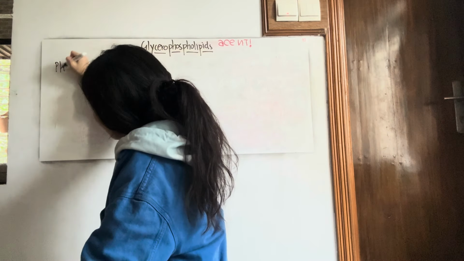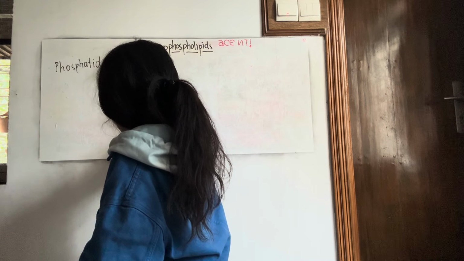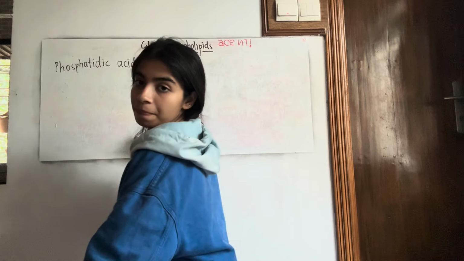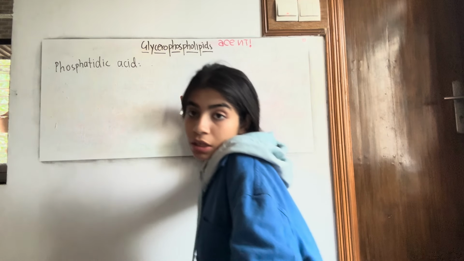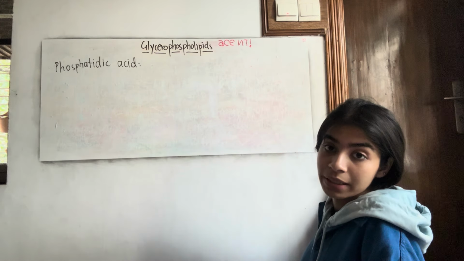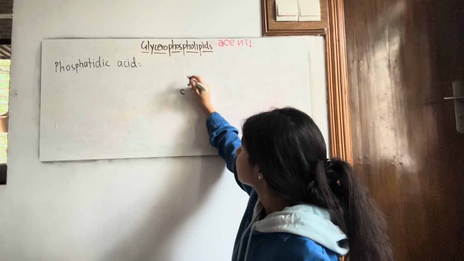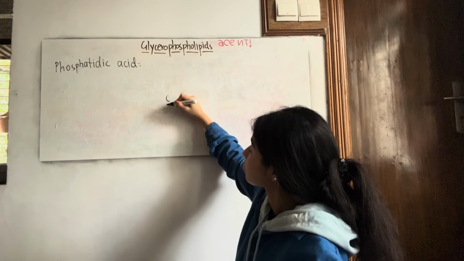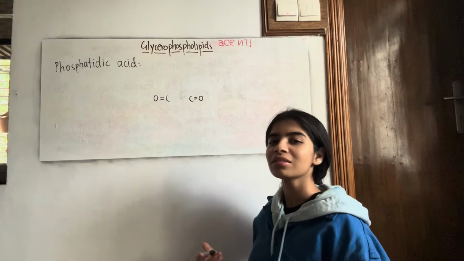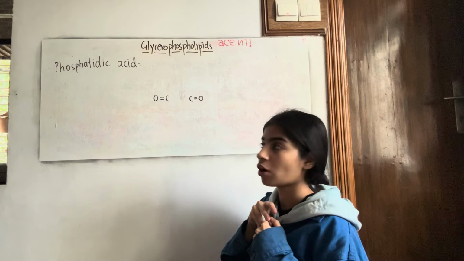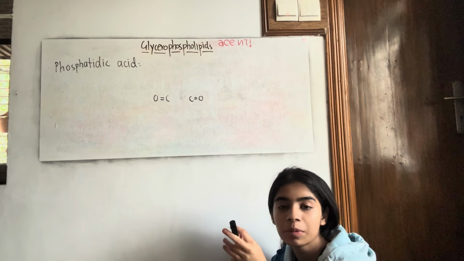I'm going to draw phosphatidic acid. Good. So there you go. First, this is the backbone for all the glycerophospholipids. You're going to draw with me in real time because this is helpful. C, O, C, O. These structures, like phosphatidic acid, are glycerophospholipids. It's a phospholipid structure, right?